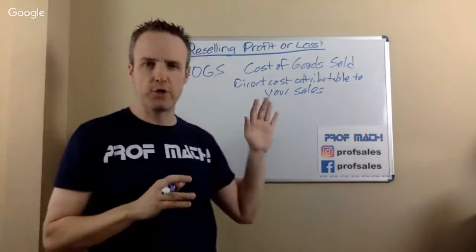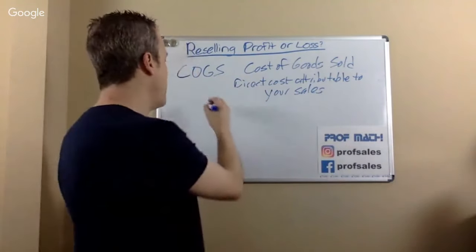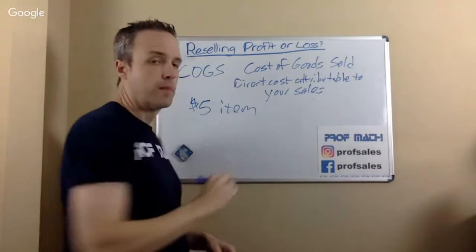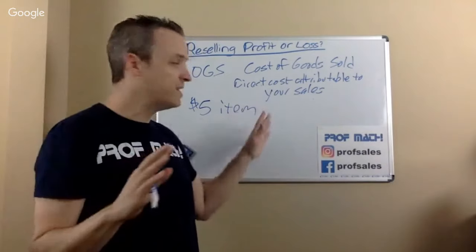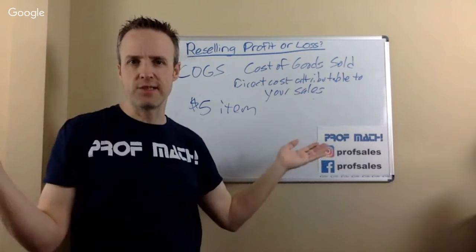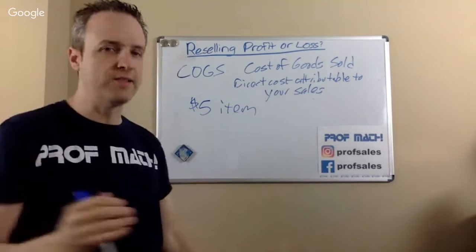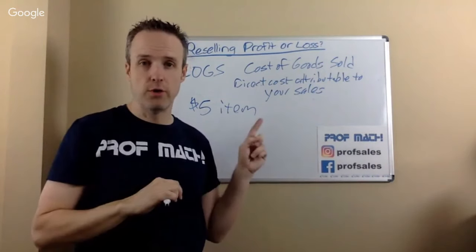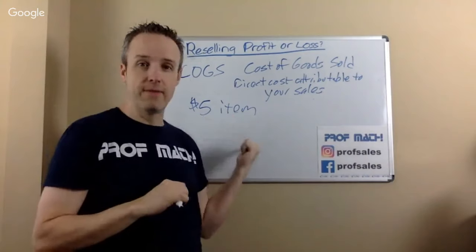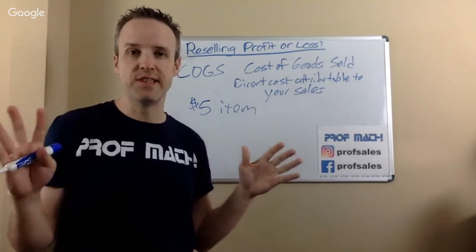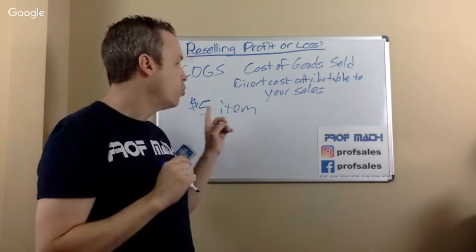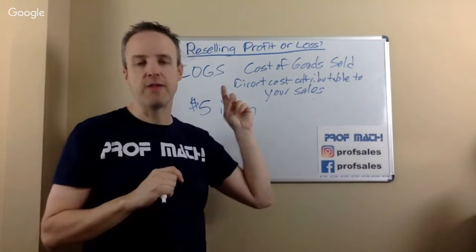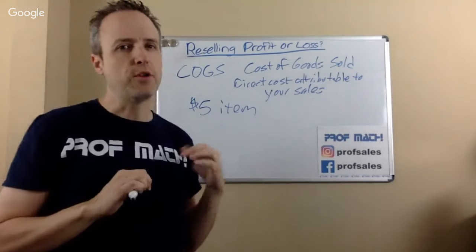Now here's where people get tripped up on this. Let's say you go buy a $5 item and it's sitting there, and you list it somewhere and you list it for 20 bucks. All right. Or whatever your amount is, doesn't matter. That item is not a cost of goods sold. It's actually considered inventory. It's an asset of the business at that moment. Once you sell it, it becomes a cost of goods sold, okay? Now, some people use those interchangeably, but they're really not the same.